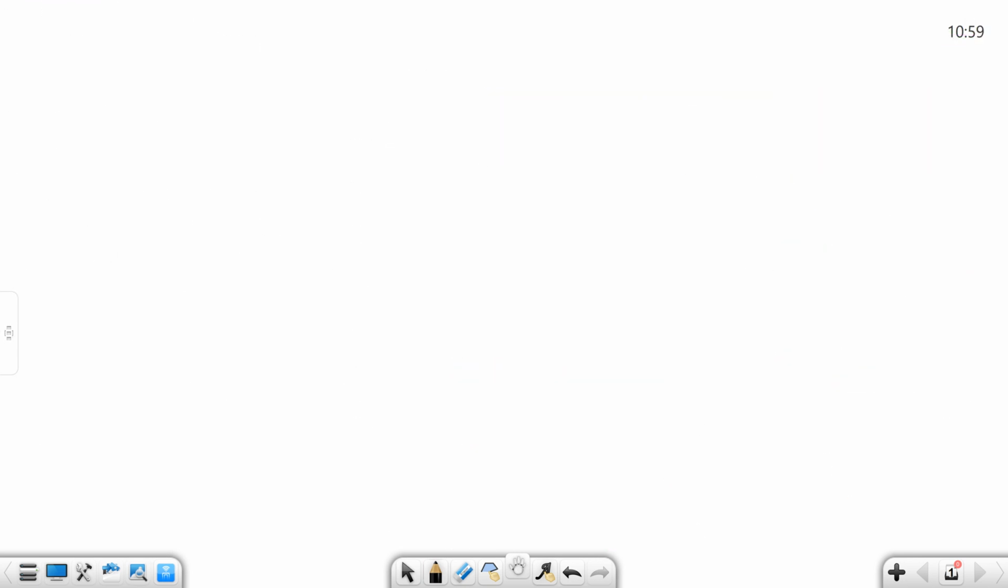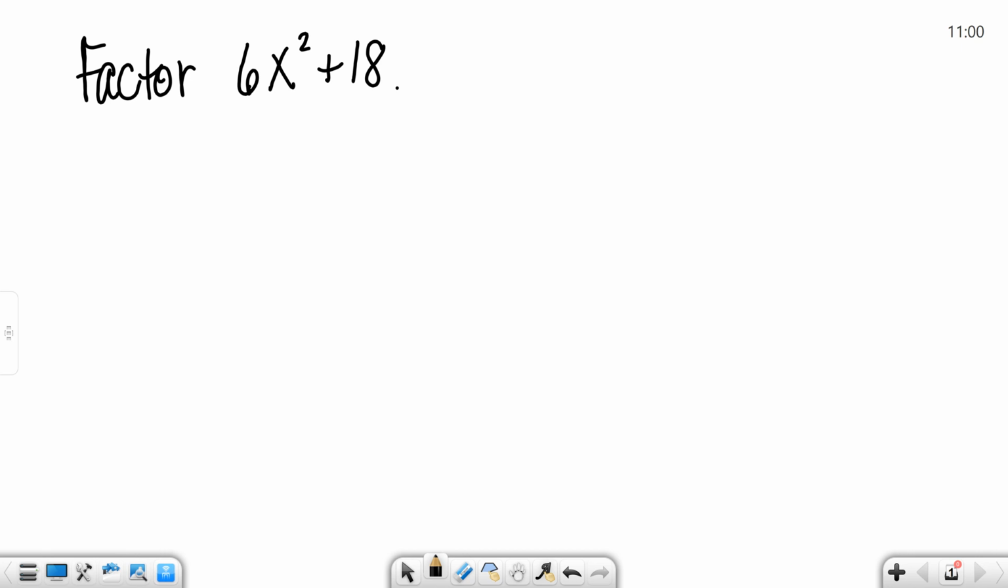All right, so the reason we have to be able to factor numbers is because we're going to be given expressions and asked to factor those. So let's say I ask you to factor 6x squared plus 18. Now what that means is that we are first going to find the greatest common factor of each term.